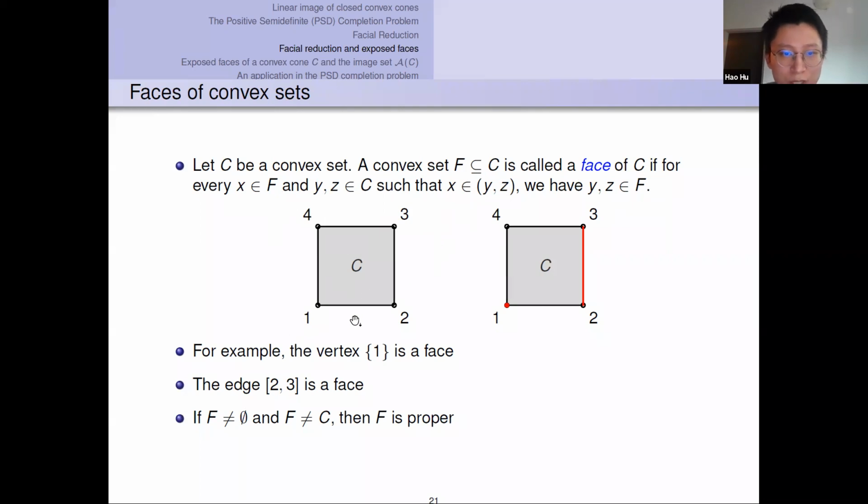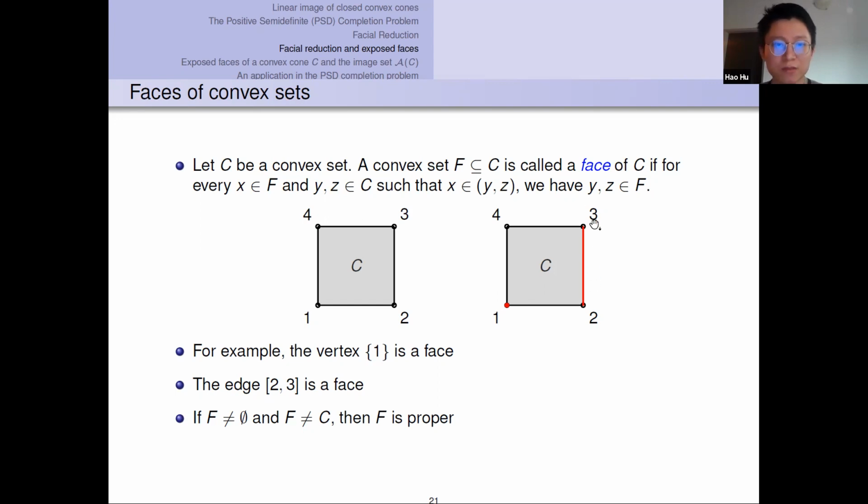So for example, a vertex is a face. Y is a face because, by the definition of vertex, it cannot be written as a convex combination of any two different points in C. So this definition holds trivially.